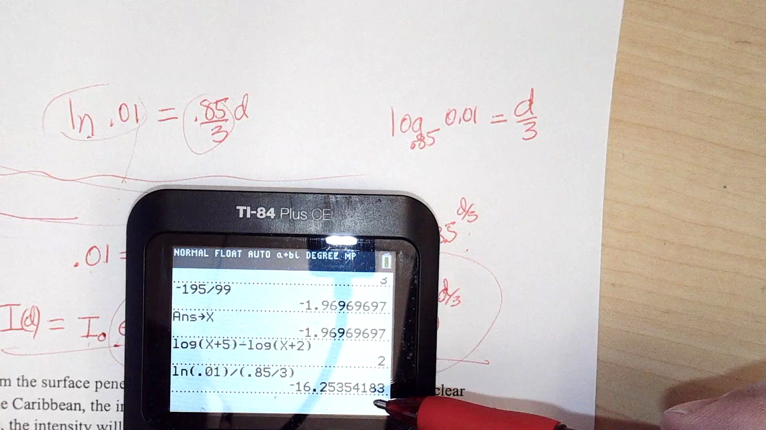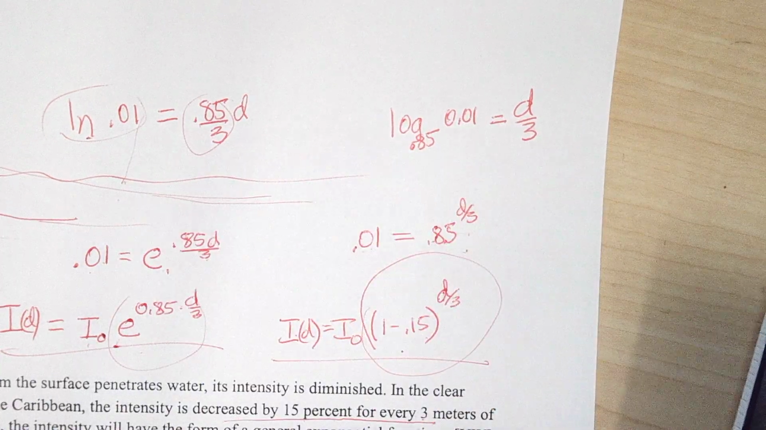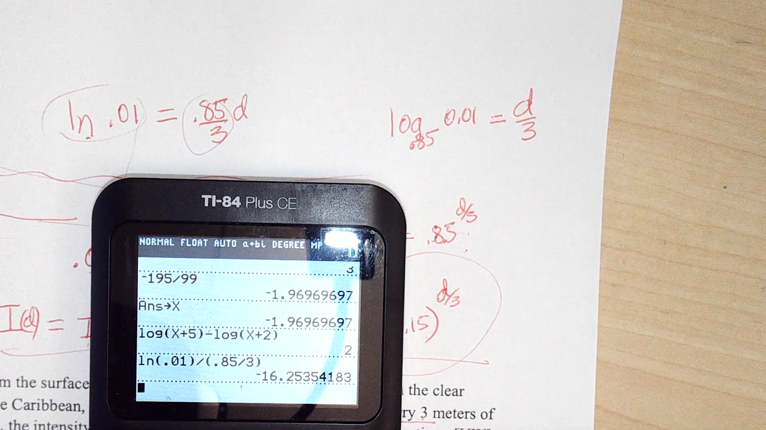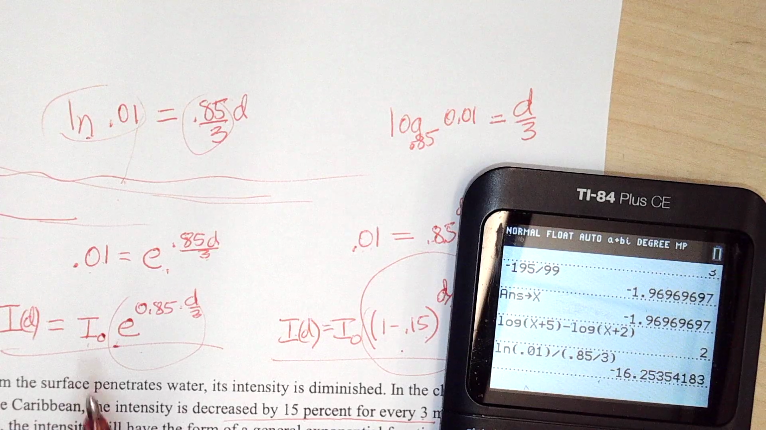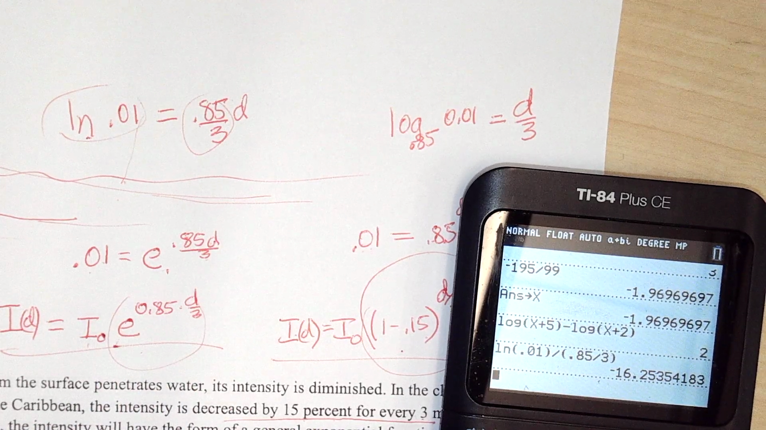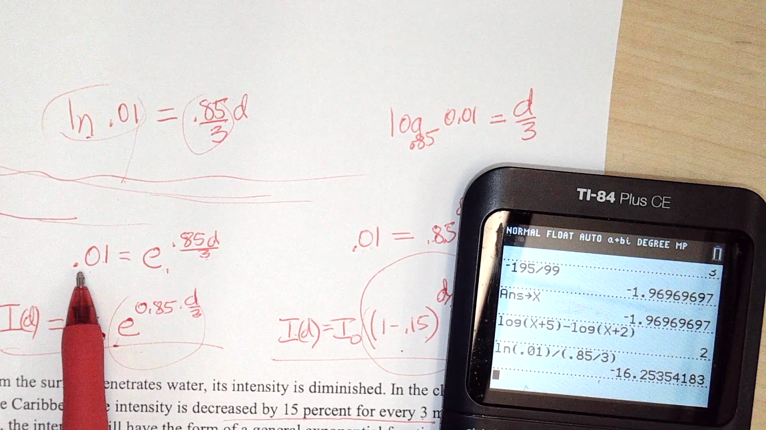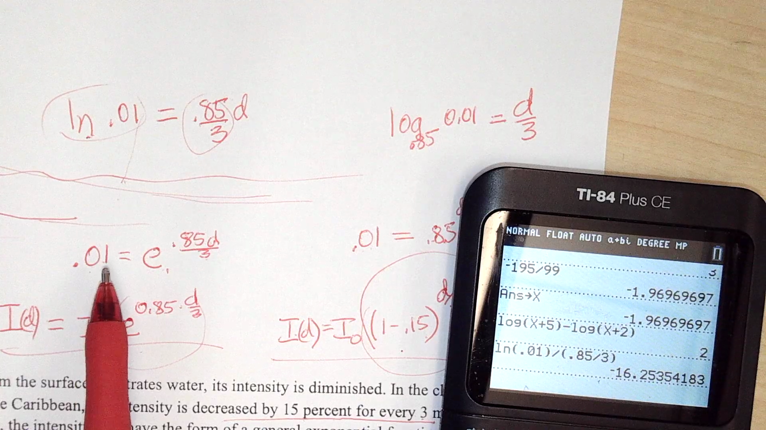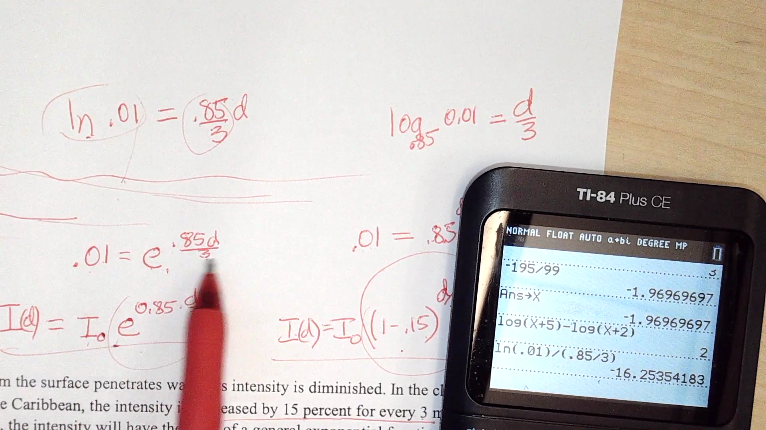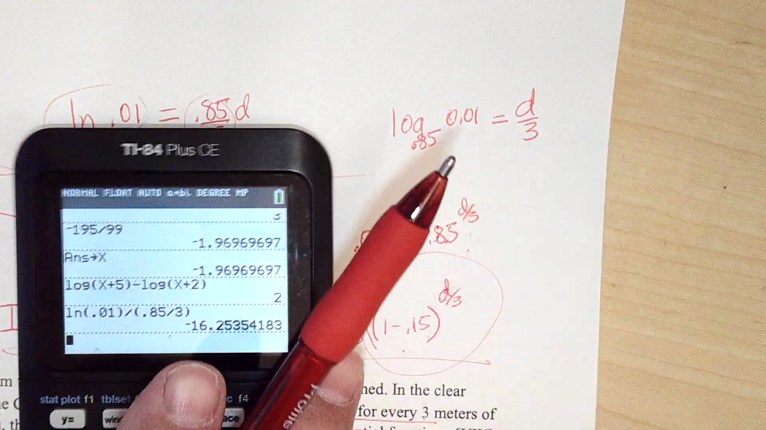Negative 16 meters deep. Why is it negative? D is not supposed to be negative, I don't think, here, because that means above the surface. ln base e equals this divided by this. Okay, well, let's see what the other one comes out to be.